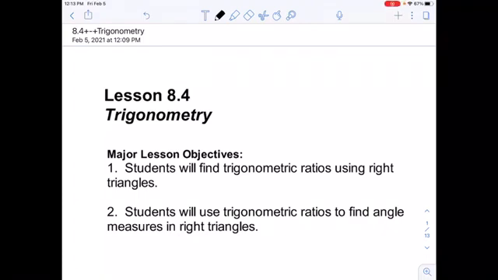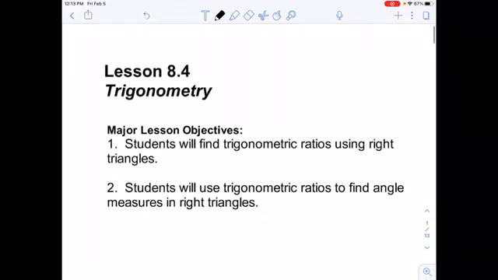Hello, today we are covering 8.4 trigonometry. You guys will be able to find trigonometric ratios using right triangles, and we'll use trigonometric ratios to find angle measures of right triangles. Now, trigonometry is a whole semester class that you take with pre-cal in high school. So this is just an intro to that.